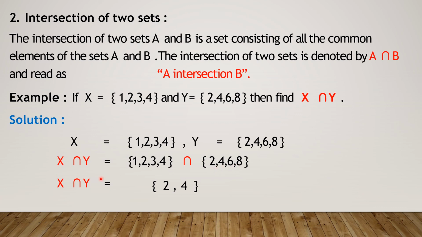Now students, in intersection you have to write the common elements only. Now 1 is here in this set X, but 1 is not here, means 1 is not common between them. 2 is here, 2 is also here, means 2 is common. So we will write here 2. Now 3 is here, 3 is not here, so we will not write 3. Now 4 is here, 4 is also here, so we will write here 4. We have written all the common elements of both the sets and leave the remaining elements.